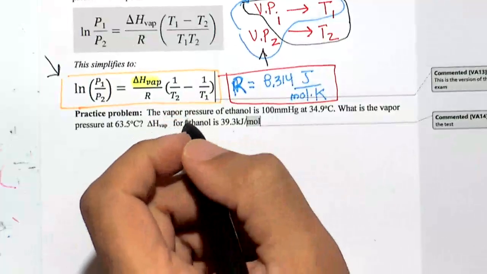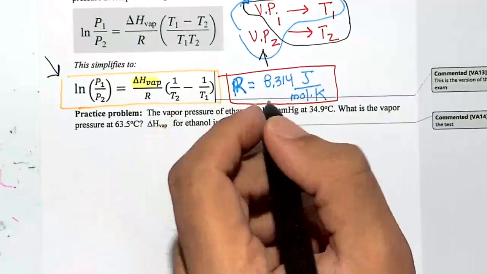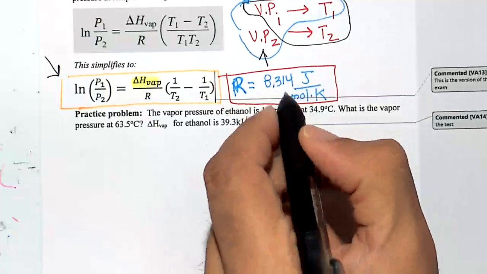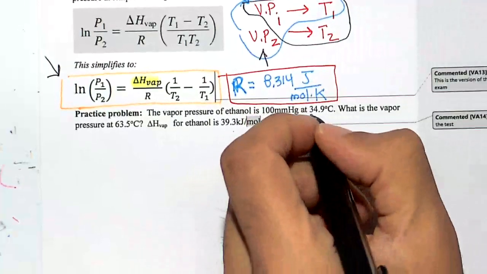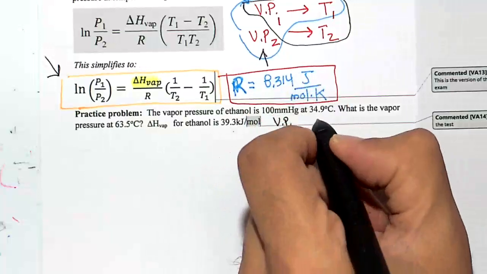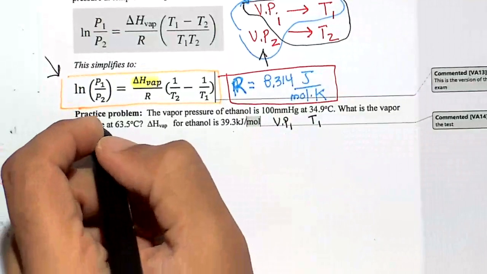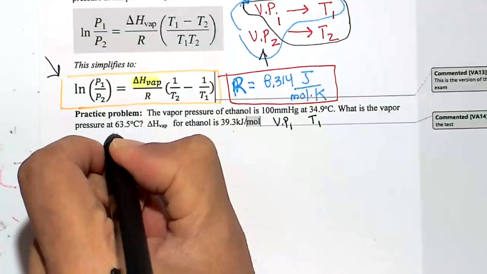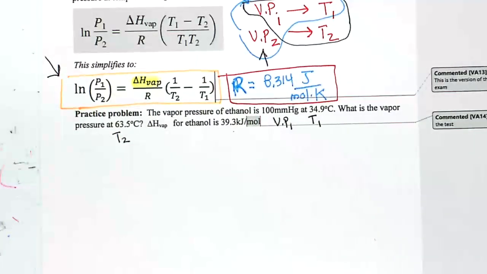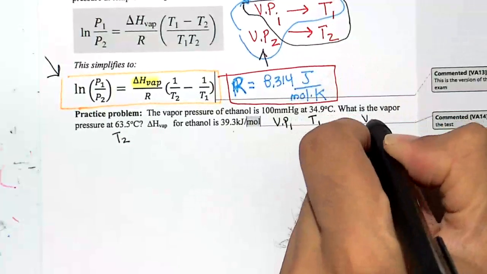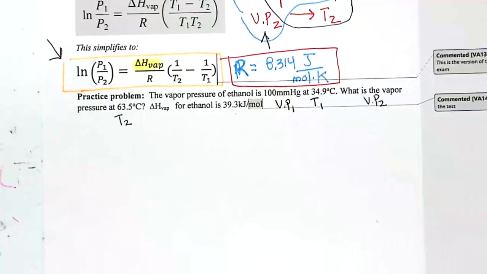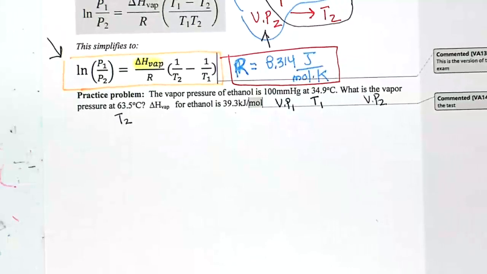Okay. So let's go over this again a little bit more carefully. Vapor pressure of ethanol is 100 millimeters of mercury, mmHg. I'll call that vapor pressure 1. At this temperature, I'll call it T1. What is the vapor pressure at this temperature? I'll call it T2. So vapor pressure VP2 is what we need to solve for. All right, so something like this on the test. Let's go over step by step what we need to do.